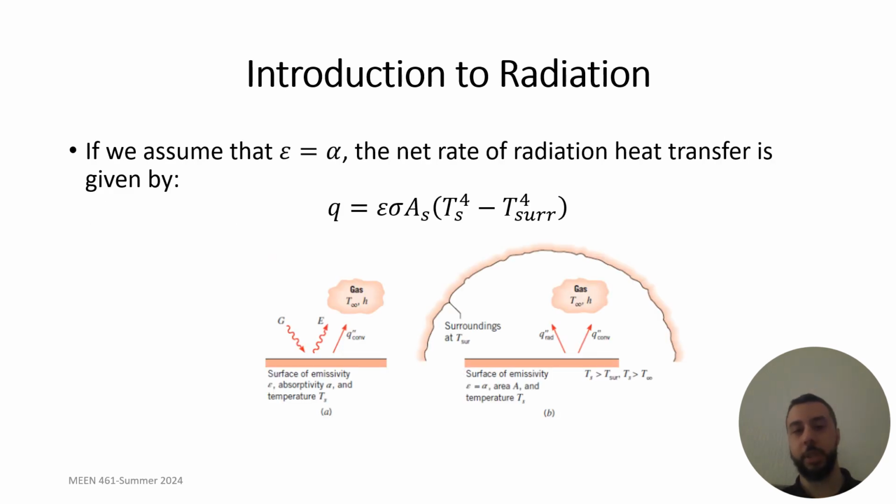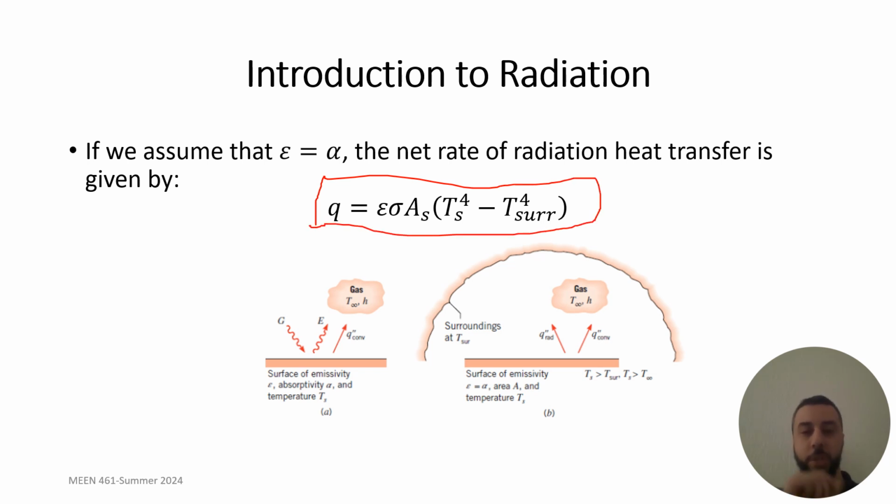So if we assume epsilon is equal to alpha, we get the net radiation of heat transfer to be the following equation. Okay, so it's quite simple. We don't have to deal with any alphas anymore. We can just deal with epsilon.